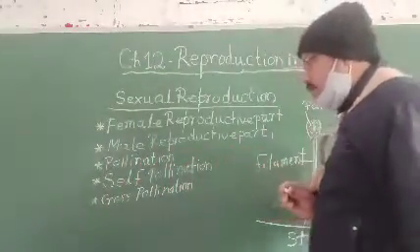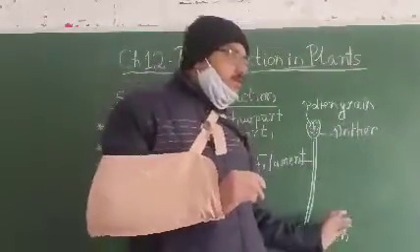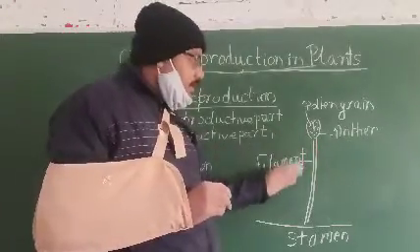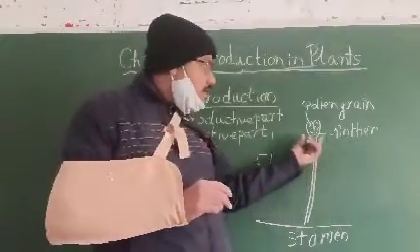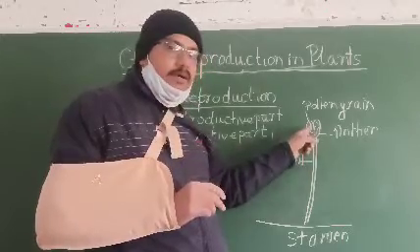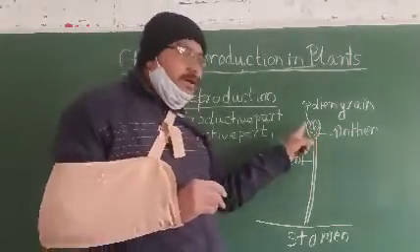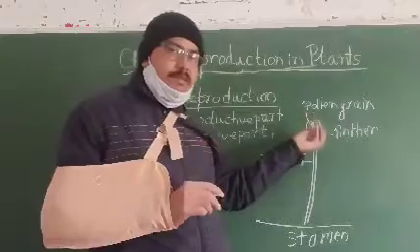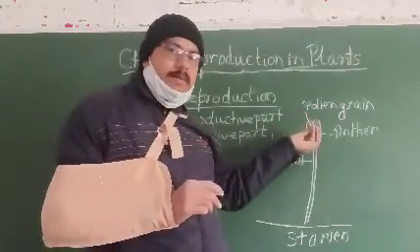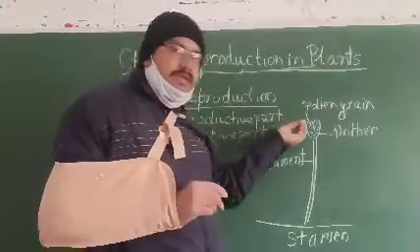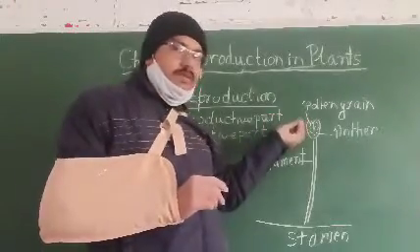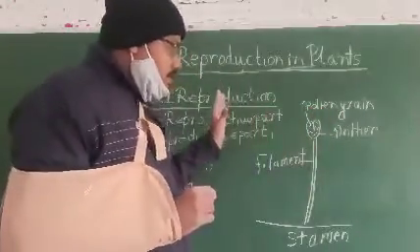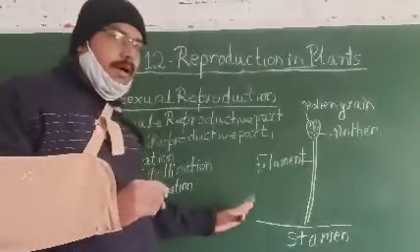So student, you have seen I have drawn the male reproductive part, stamen, and I have mentioned its different parts. This is the filament part, this is the anther, and above the anther, the pollen grain is present, which is the important sex organ that helps in reproduction. So this is about the male reproductive part.